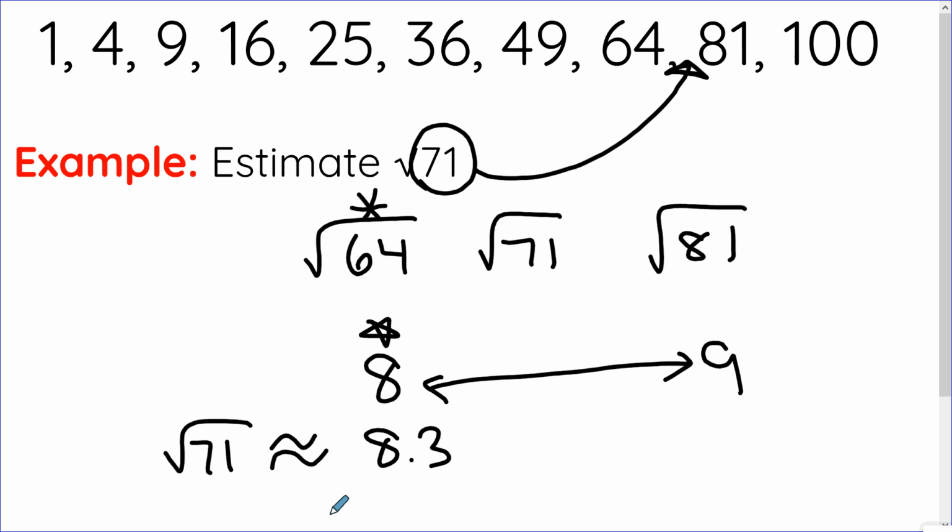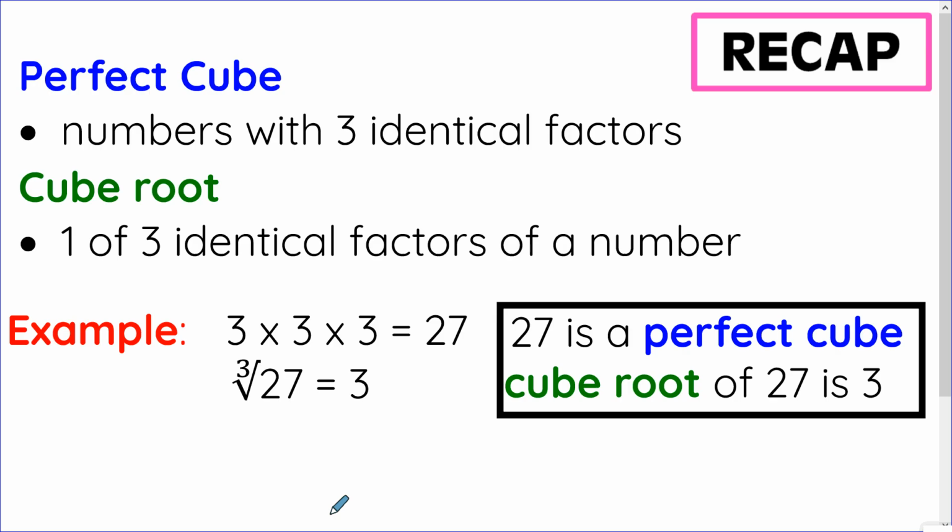Okay, let's look at perfect cubes now. Perfect cubes are numbers with 3 identical factors. So a cube root is one of those 3 identical factors. So for example, if I have 3 times 3 times 3, that's 27. 27 is therefore a perfect cube.